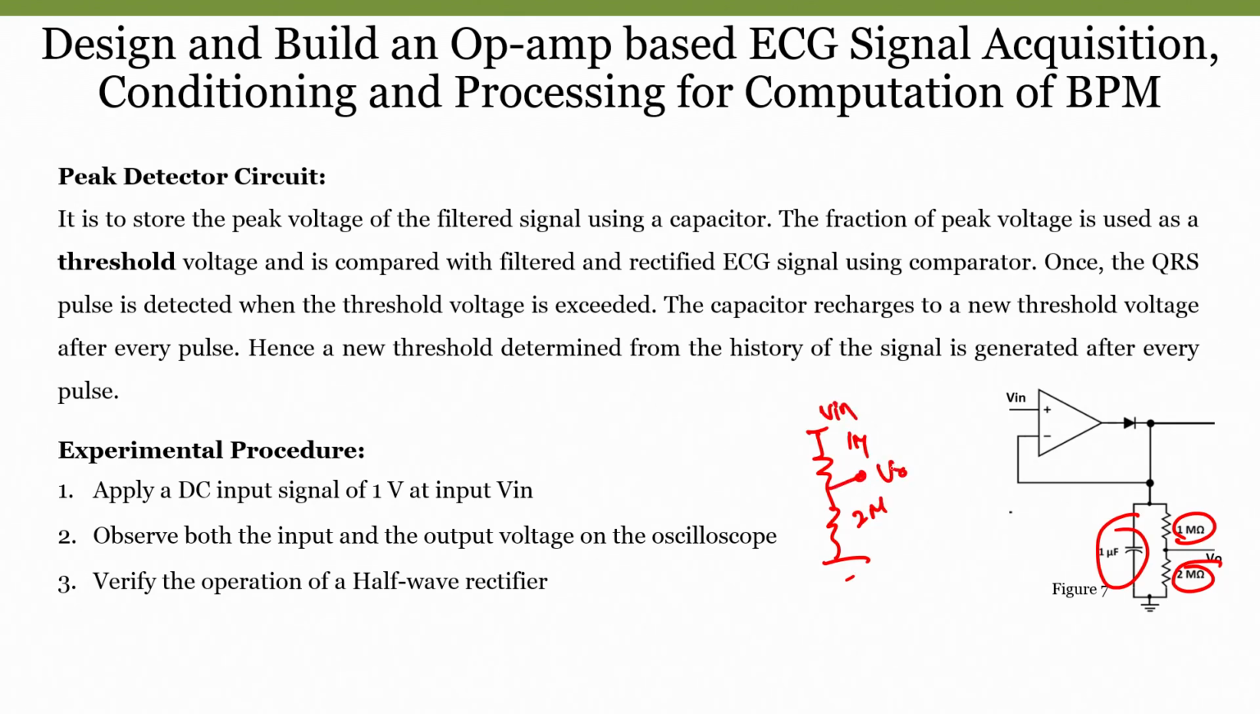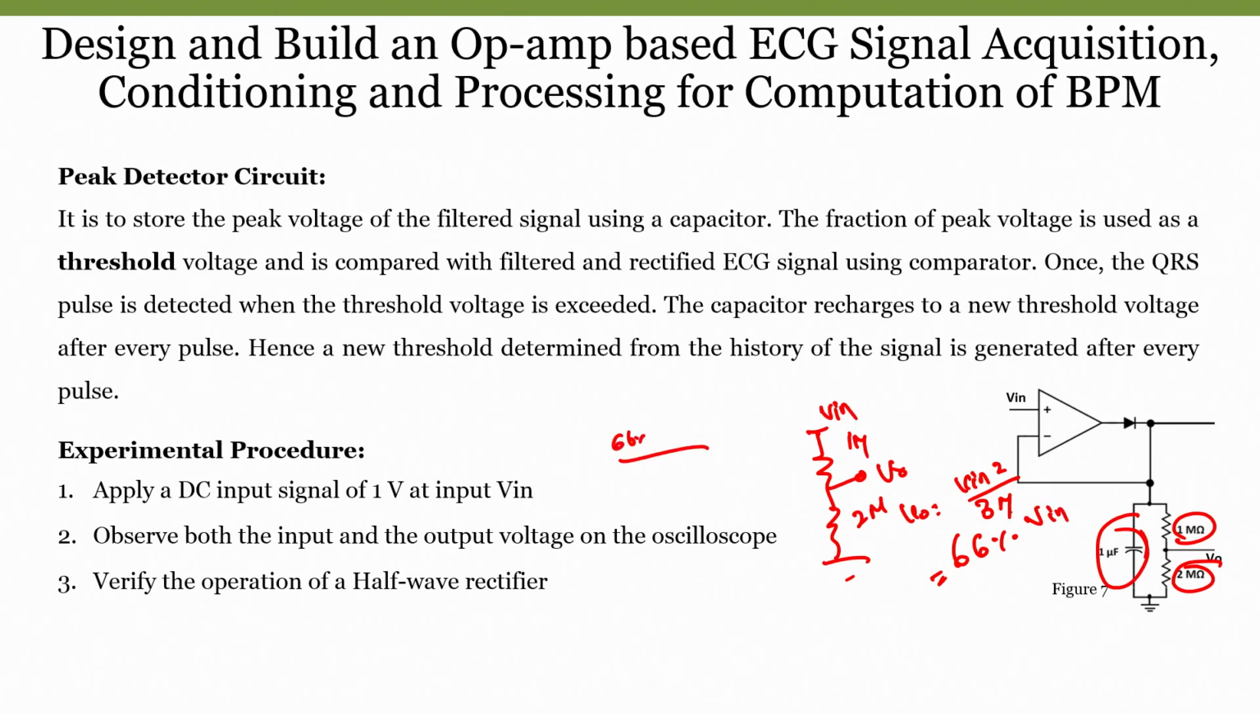V in is the charge across our capacitor. The capacitor will be charged to the peak voltage value. Let us consider that as V in. So, V out is nothing but V in times 2 mega divided by 3 mega. So, 2 by 3 is how much? 66%, right. 2 by 3 is 66% of V in. So, that means we are setting a threshold at 66%.